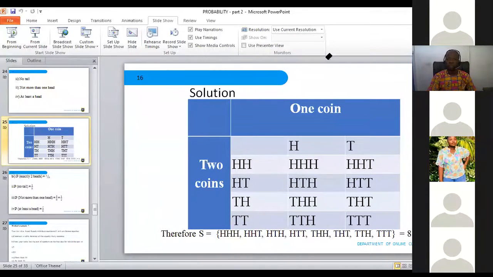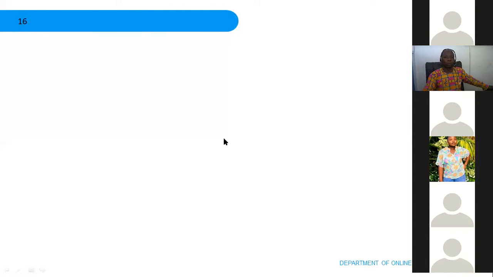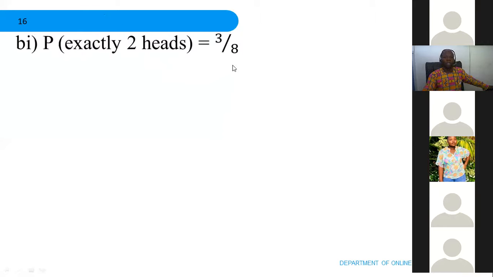We move to the B part, where we are to find the probability of obtaining exactly 2 heads. The first one is exactly 2 heads. So for exactly 2 heads, we have 3 over 8. If you check the events there, you will see that 3 of the events will have head, head, tail; tail, head, head; head, tail, head. So this will give us exactly 2 heads. So we have 3 over 8.